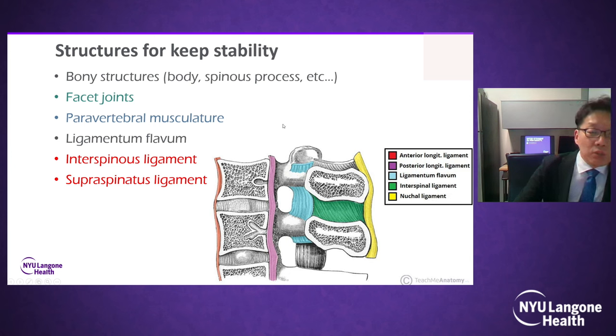Keeping stability during the surgery is important. And unlike microscopic surgery, endoscopic surgery can cause less paravertebral musculature injury, especially with preservation of the interspinous ligaments and supraspinatus ligament. It has advantages over microscopic surgery.